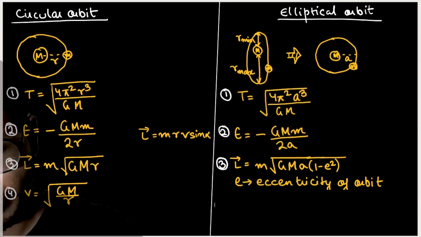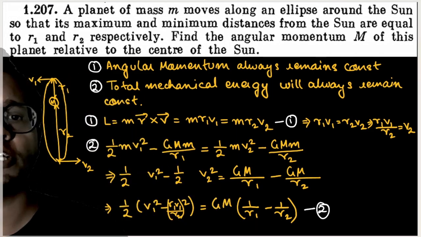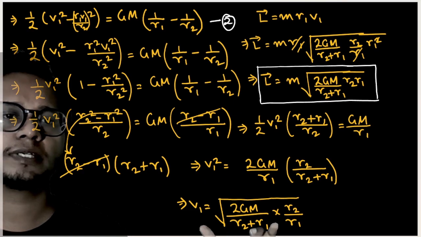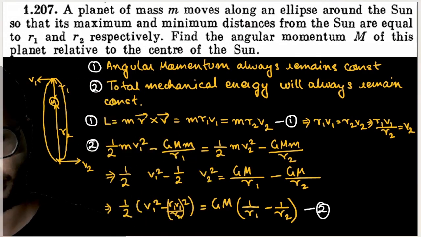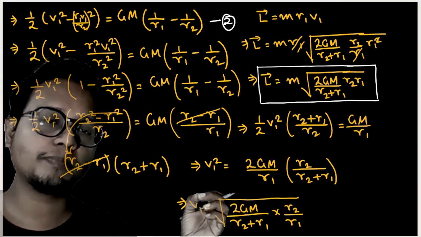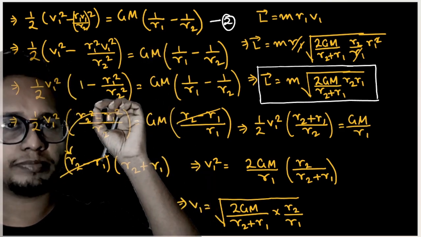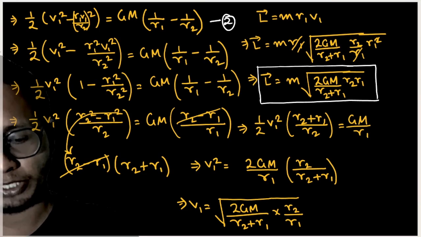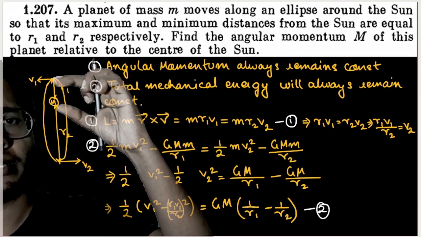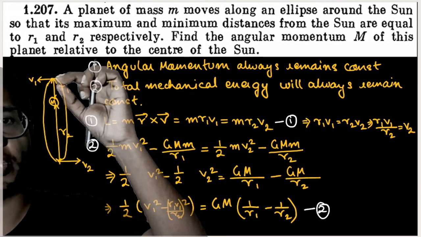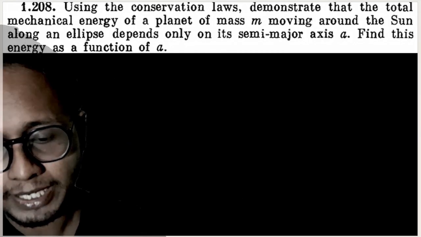How different? In the previous problem, I found out the velocity v1 at the topmost point. The v1 at the topmost point is this value, isn't it? And if I multiply half into m into v1 square, I'll get the kinetic energy at the topmost point. And if I add the potential energy at the topmost point, what is the potential energy at the topmost point? Minus G into M into m divided by r1, isn't it? So if I add kinetic energy plus potential energy here, I'll get the total mechanical energy. So that is the only thing that I have to do.